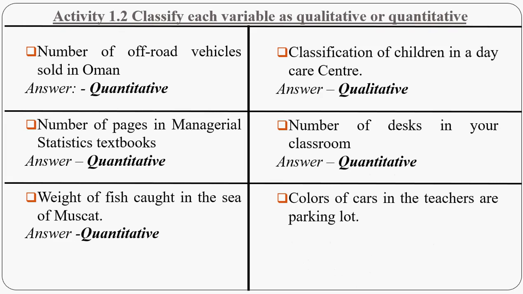Colors of cars in the teacher's parking lot area. You need to be very careful. Is it talking about number? No. Color, characteristic features. When it talks about the feature, it is said to be a qualitative variable. Now, I hope, students, you can understand the difference between quantitative variable and qualitative variable. Quantitative variables are expressed in numerical terms, whereas qualitative talks about features, classification, etc. I hope this example is very clear.